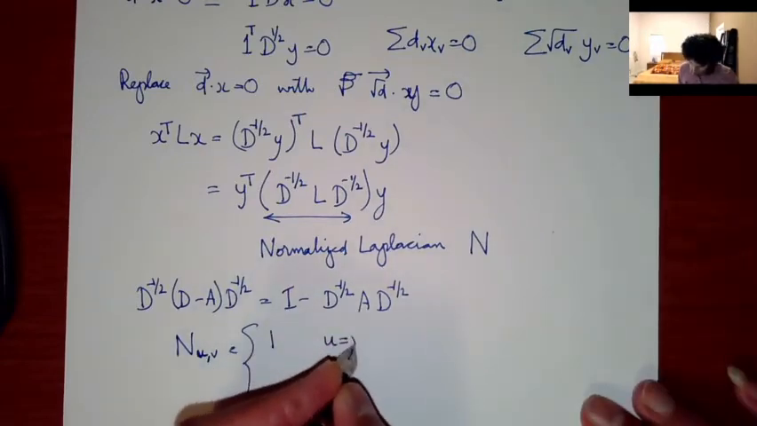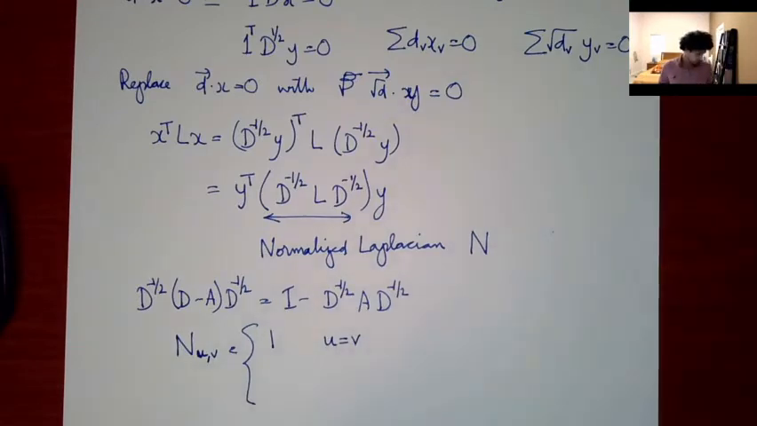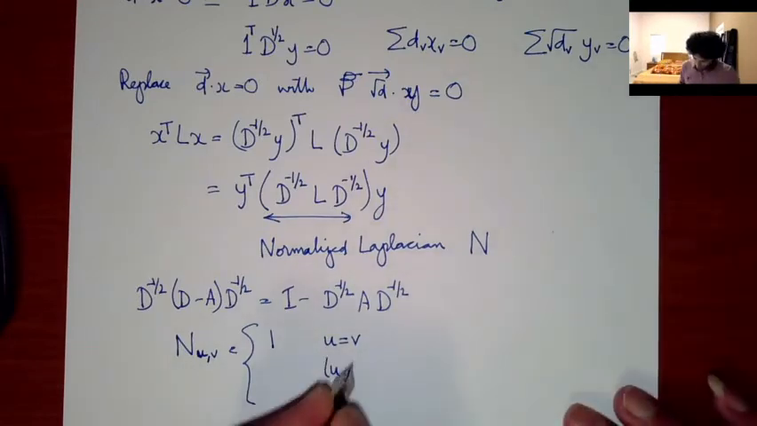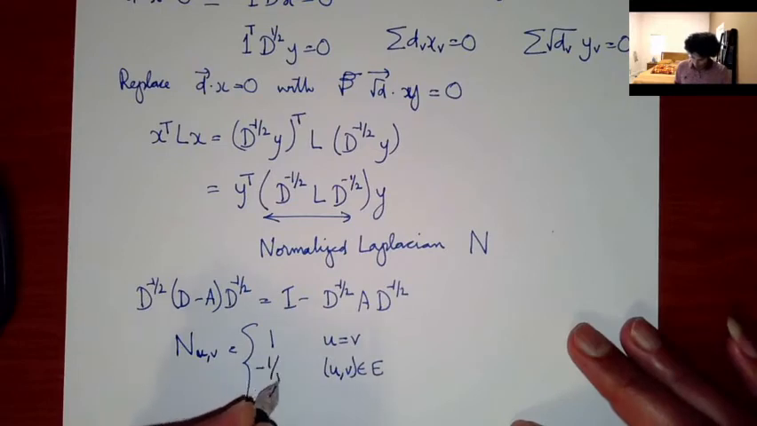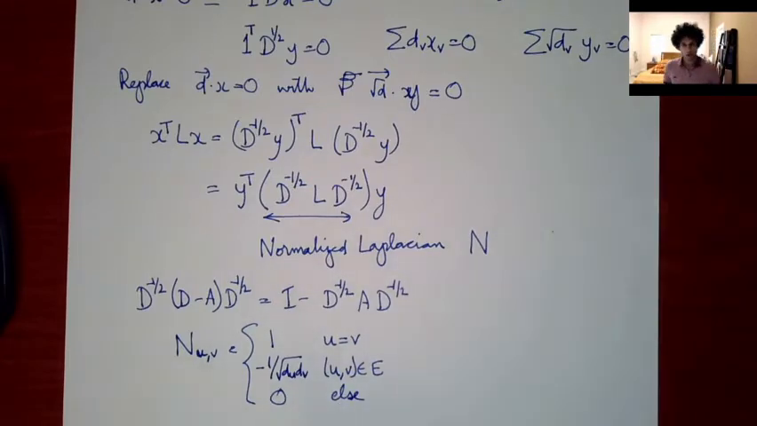If u is equal to v, then it's 1. If uv is an edge, because that's when you get the adjacency, you have minus 1 divided by root d_u d_v, and it's 0 otherwise. This matrix is called the normalized Laplacian.